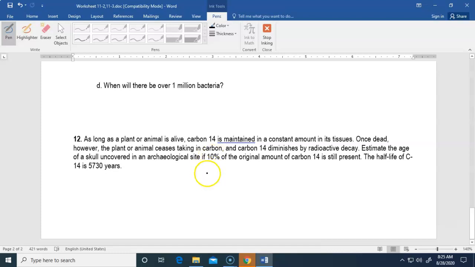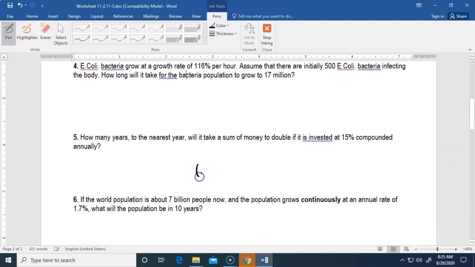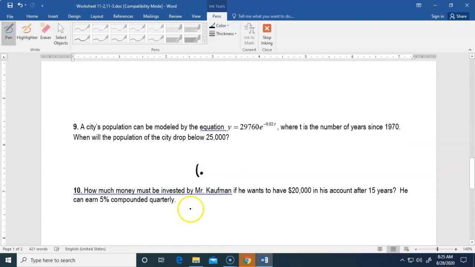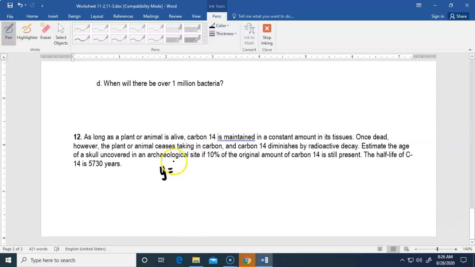So, when we're dealing with half-life problems, we're going to have y equals some amount times 0.5 to the x power.